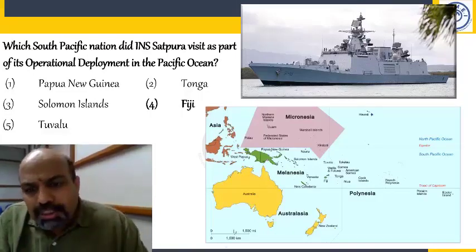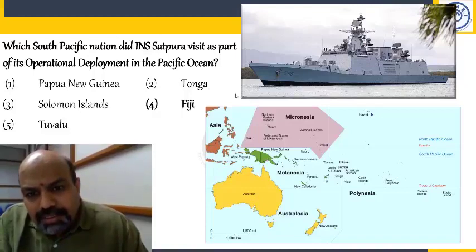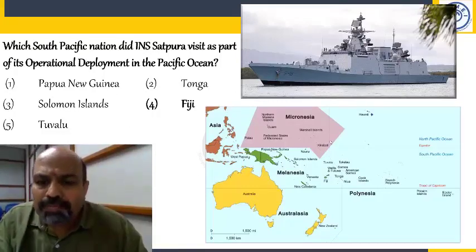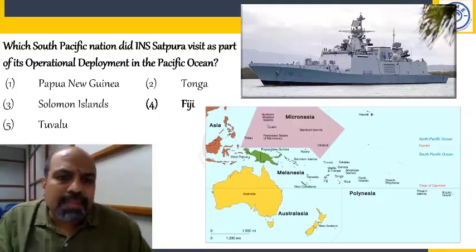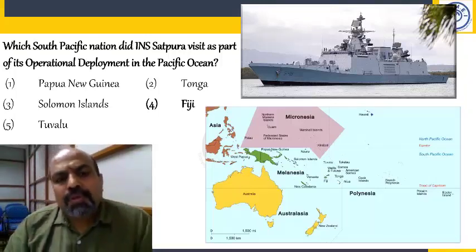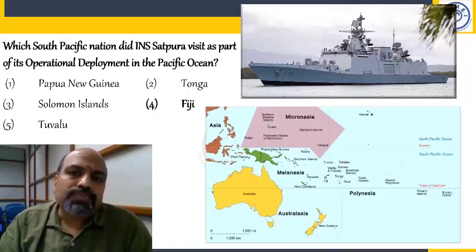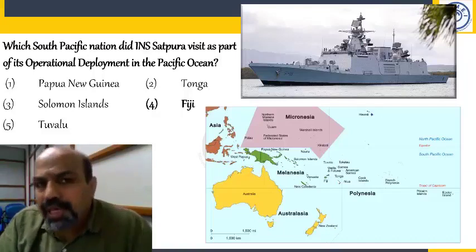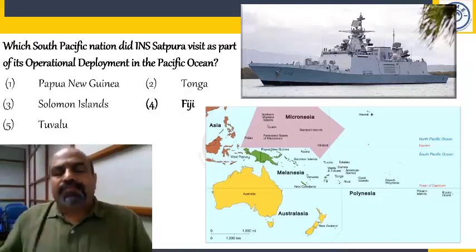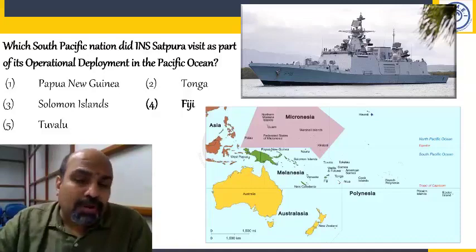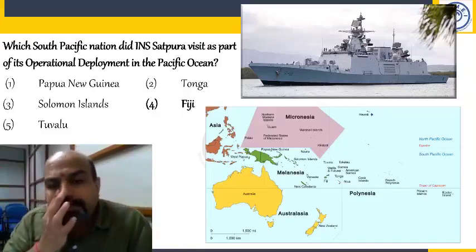Then Tonga, you see this Tonga here? Yeah, this is Tonga. They are so small, even on a local map they are not visible. You write Tonga. The capital is Nuku'alofa. N-U-K-U-A-L-O-F-A. Nuku'alofa. Recently there was a massive underwater volcanic eruption. This happened in Tonga.